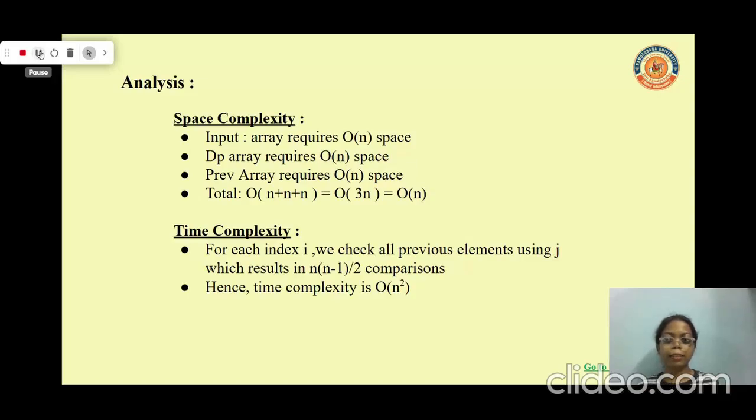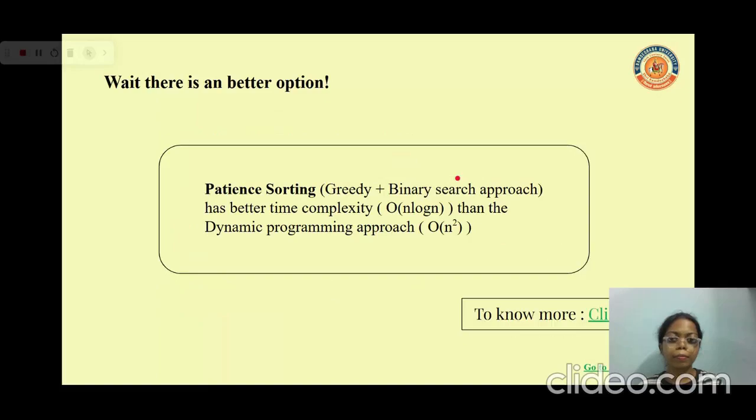Let us look at the next problem. Before moving ahead, there is also a better option to do this problem, better in terms of time complexity. We have something called patience sorting, which uses a greedy plus binary search approach. You can check it out by this given link. Today we are discussing the dynamic programming approach, so we will not discuss it here, but it is really interesting to explore. Do check it out.